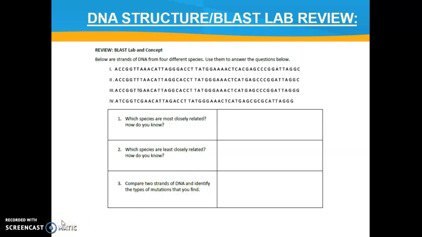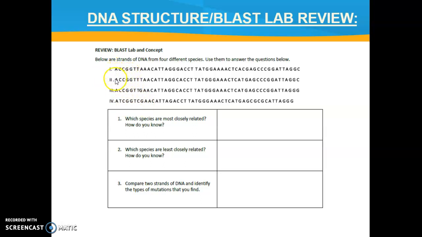Okay, so if we're tying this to evolution, we would know that organisms that have similar DNA strands or DNA codes would be more closely related. So comparing these, you should have seen that 2 and 3 were the most closely related because they had the most bases in common. Which species is least related? That's going to be 4 because it has the least amount of bases similar to the other ones. And then you could just pick any 2 strands and look at different mutations that you find.